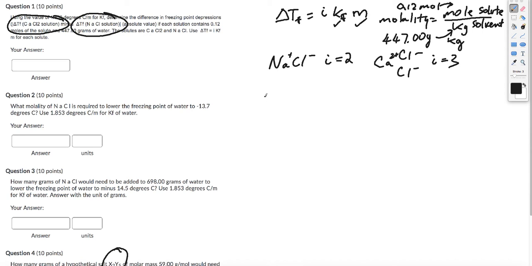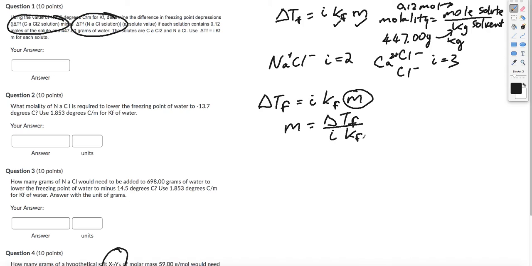In question 2, we're using the same formula, delta TF equals i KF m. We know what the i for NaCl is, and what we're looking for is the molality, and that means that we are just going to do delta TF over i times KF. We are given all of those values there. Since the freezing point of water is 0 degrees, that's pure water, we know that the delta TF, we're just going to pick up the positive value, the difference between 0 and negative 13.7. It's going to be 13.7 degrees Celsius. And it will go from there. We'll pick up the molality that way.